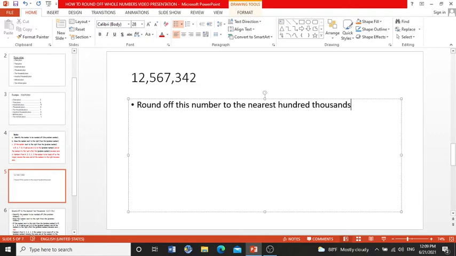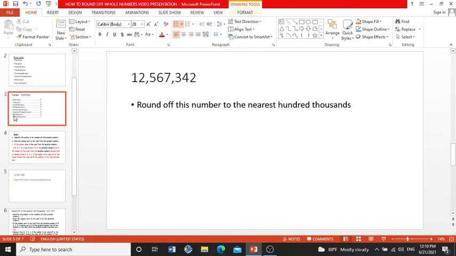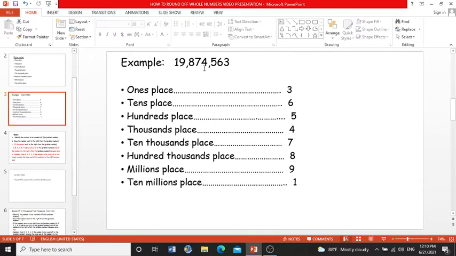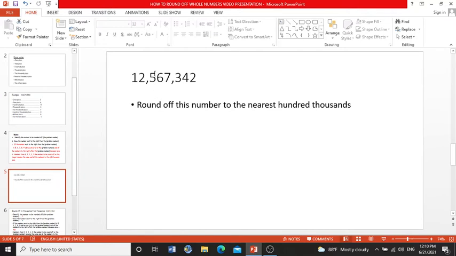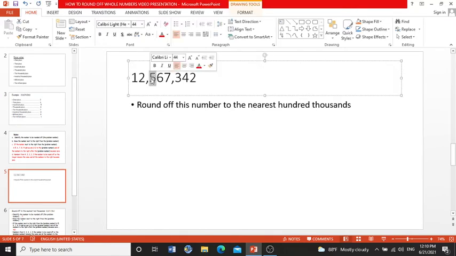Okay? So, if this is the problem, round off this number to the nearest 100,000, this time you have to determine where the place value 100,000 is. If I ask you 100,000, you must remember where 100,000 is. Oh, 100,000 is here. So if this is the number, 100,000 is number 5. Okay? So that's what I'm trying to say.